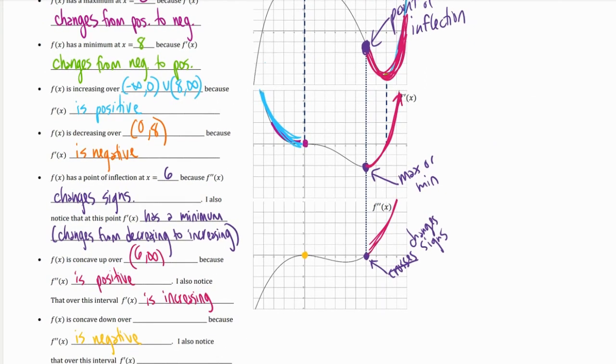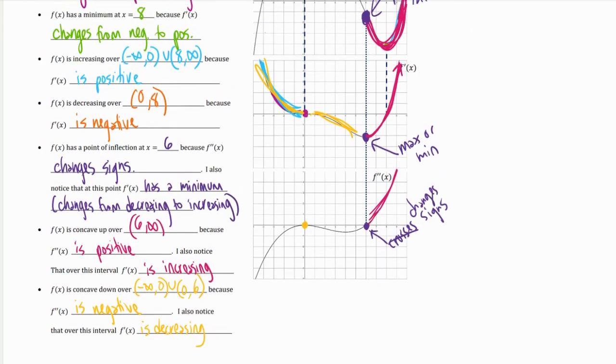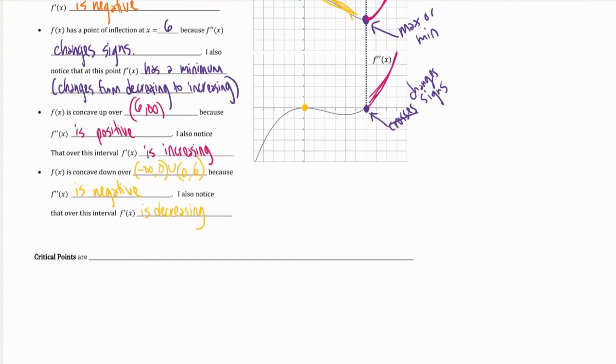F of x is concave down from negative infinity until 0 and from 0 to 6 because f double prime is negative. I also notice that over this interval f prime is decreasing. Okay. If f prime is decreasing, that means the slope, f double prime, is negative. And if f double prime is negative, then f is concave down.